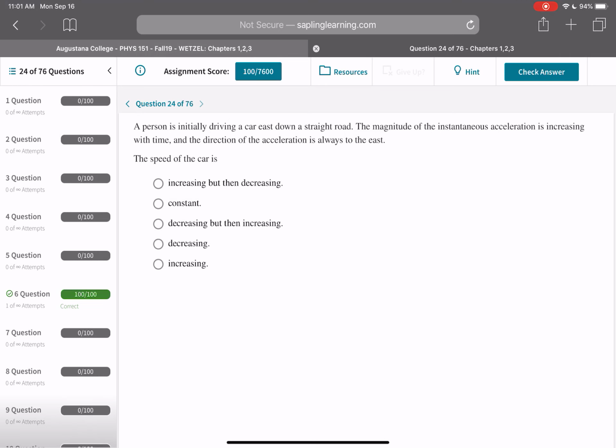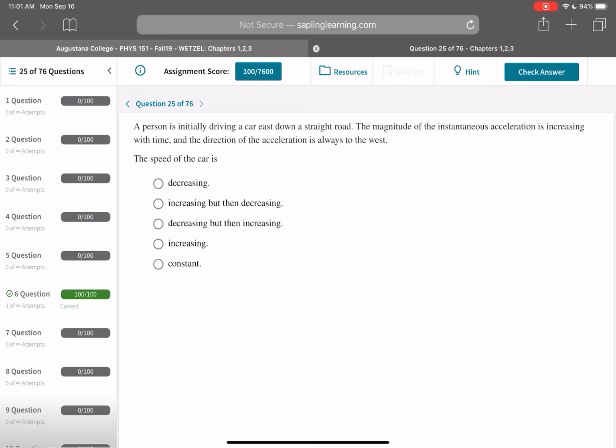Next, a person is initially driving a car east down the road. The magnitude of instantaneous acceleration is increasing with time. The direction of the acceleration is always to the east. Okay, so they're moving to the east. The acceleration is increasing. The direction of acceleration is to the east, so the car is speeding up. It's just increasing, constantly going up.